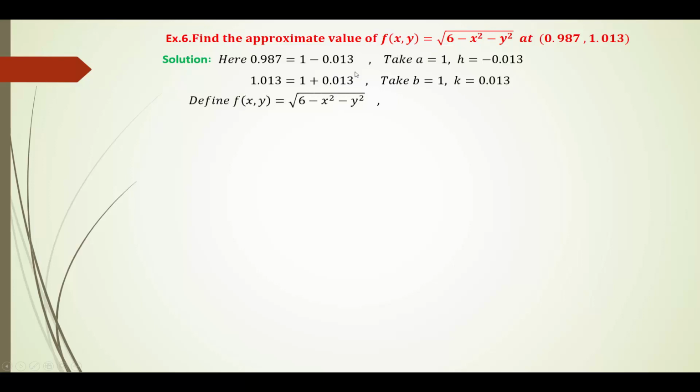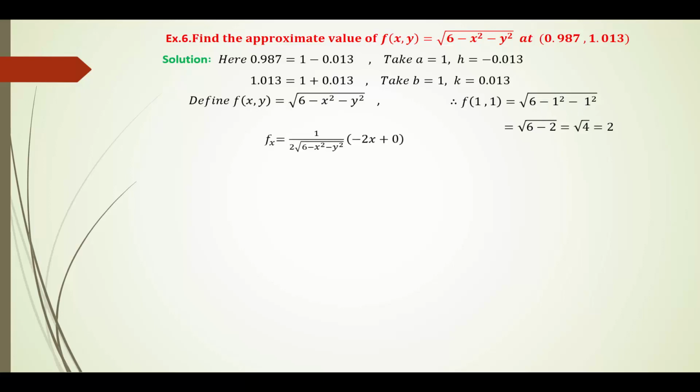We know the function f(x,y) equal to square root of 6 minus x square minus y square. Find the value of the function f(x,y) at the point (a,b) = (1,1). So f(1,1) is equal to square root of 6 minus 1 square minus 1 square, since x is 1 and y is 1. 6 minus 2 means root 4, and root 4 is equal to 2.